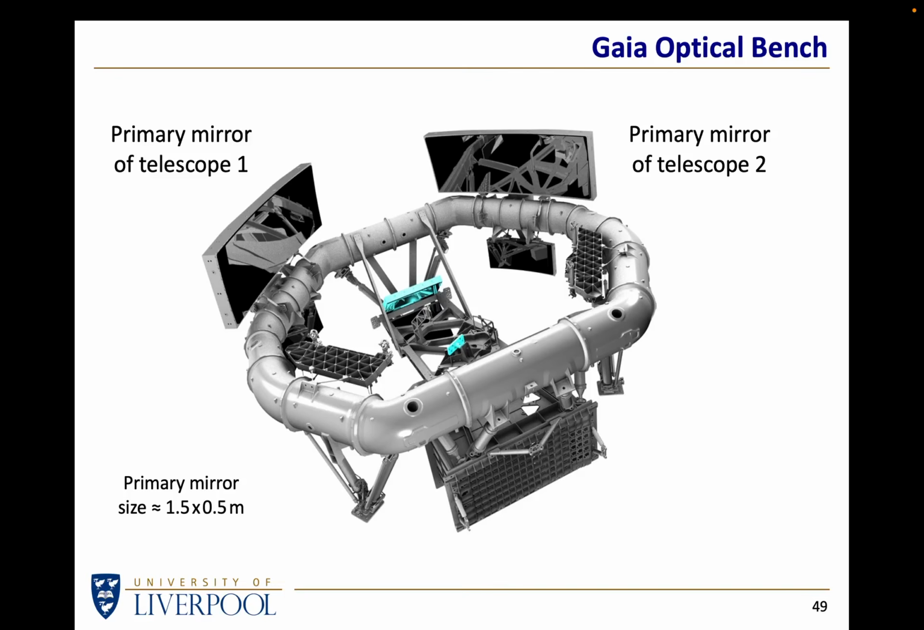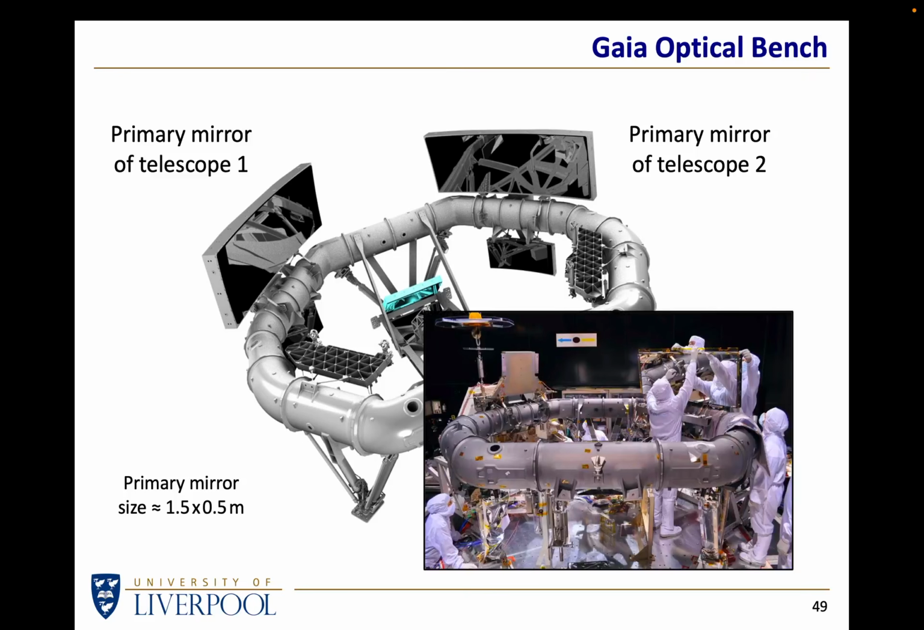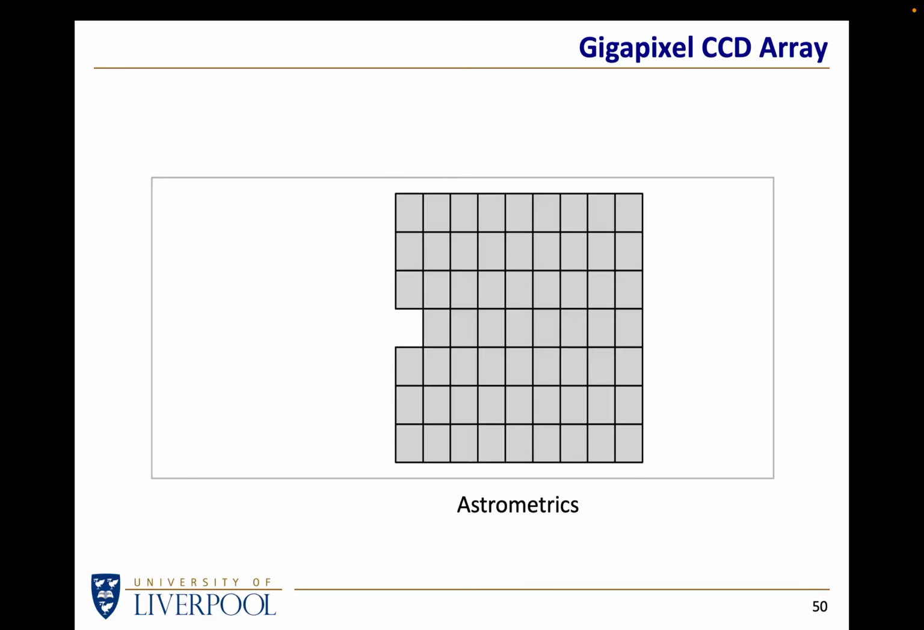It has two telescopes with two primary mirrors here, each of them more than a meter or so across. And there are the technicians at Astrium actually working on the Gaia optical bench with those mirrors. It gives you an idea of scale. The arrangement of CCDs in the array is quite interesting in itself. It has a whole batch which are responsible for timing the times at which a star drifts across each of these CCDs.